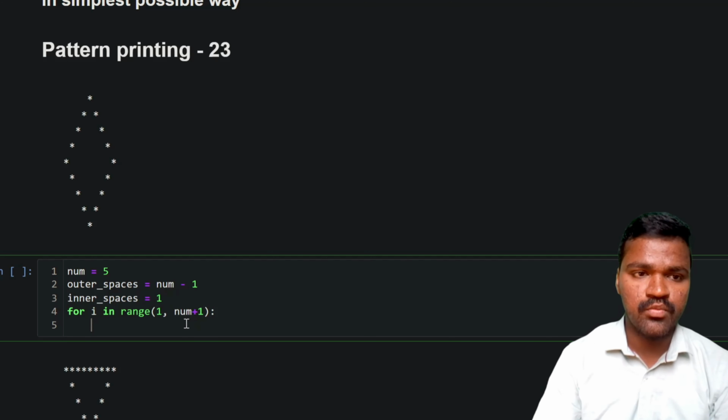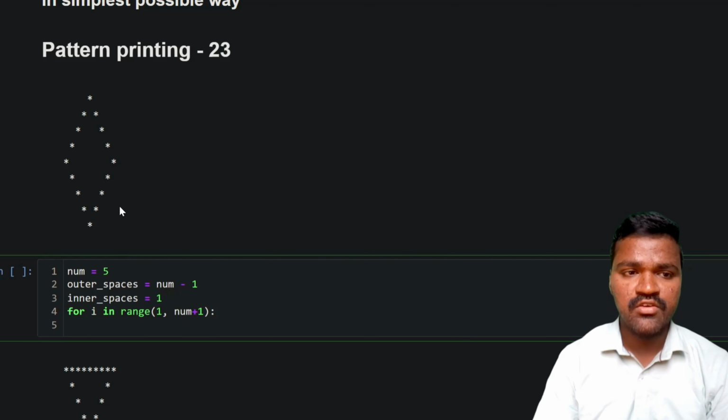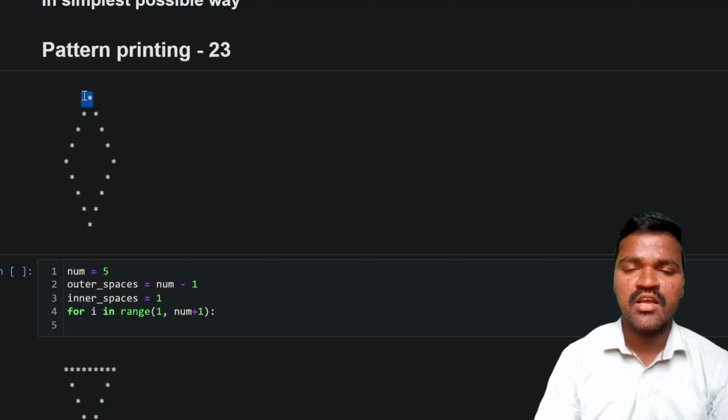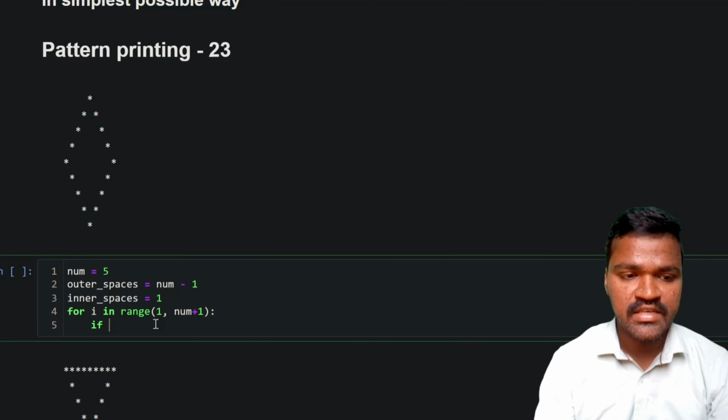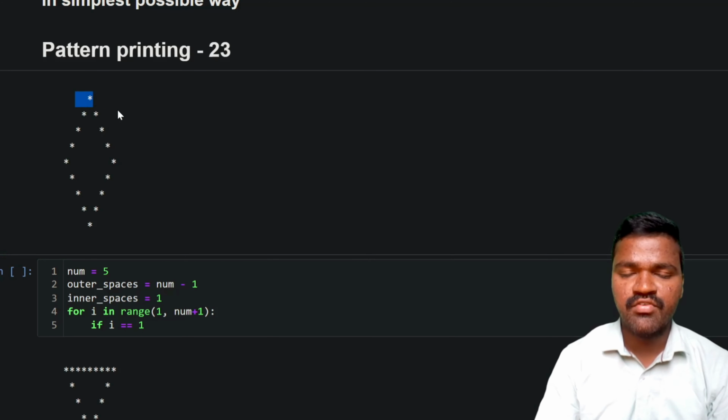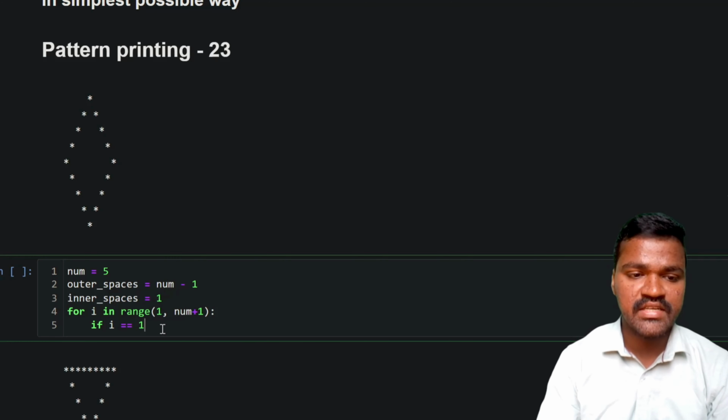In this for loop, carefully observe this pattern. In the first row we have 1 star, and in all the remaining rows we have 2 stars. To identify this single star, we need to mention a condition for it. For that reason, I am writing if i equal to 1. I am mentioning this because in the first iteration, when i is 1 and I am on the first row, I want to print only a single star.